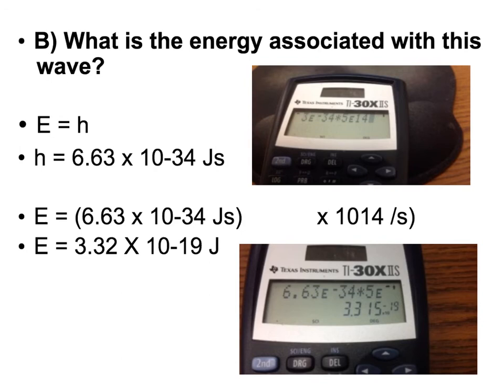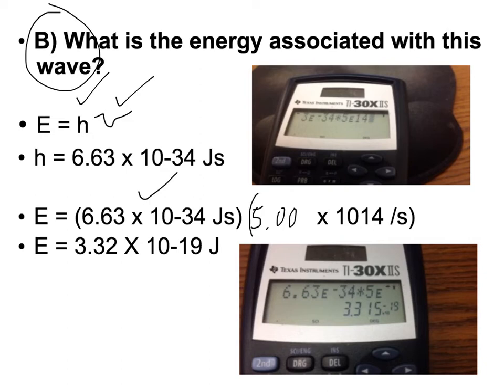Then this next question asks, what's the energy of the wave? Well, energy is equal to Planck's constant times frequency. So we have Planck's constant here, and we have the frequency from that problem, which is 5.00 times 10 to the 14th. So we'll take 6.63 times 10 to the negative 34, which will always be a given. I'm going to give that to you. Multiply that by 5.00 times 10 to the 14th. And when you round it to appropriate significant digits, it'll be 3.32 times 10 to the negative 19.